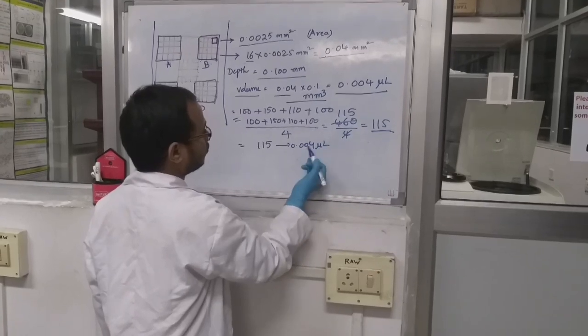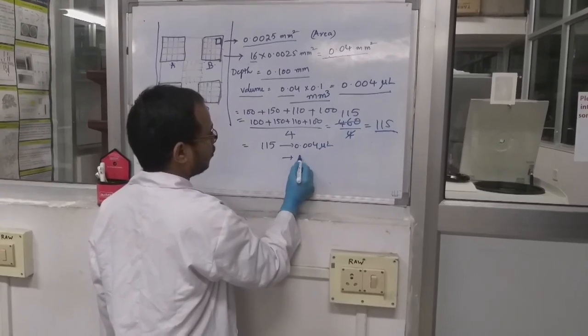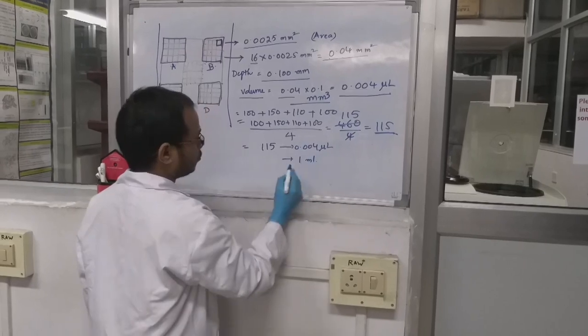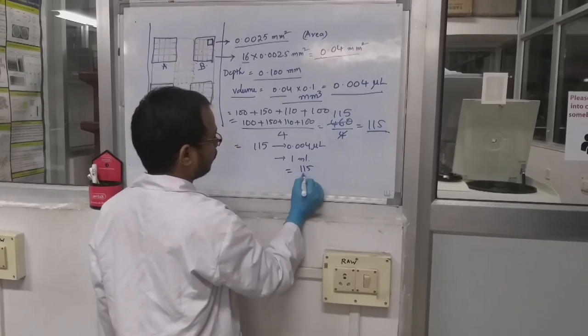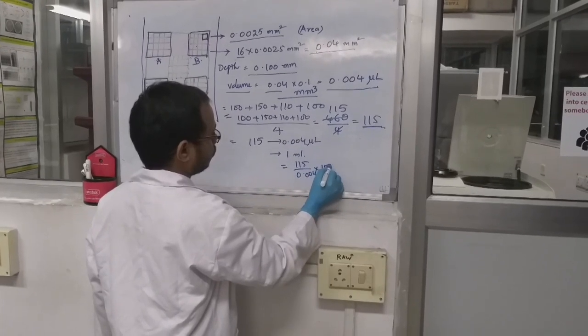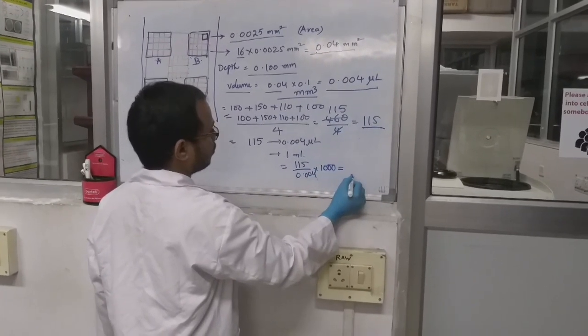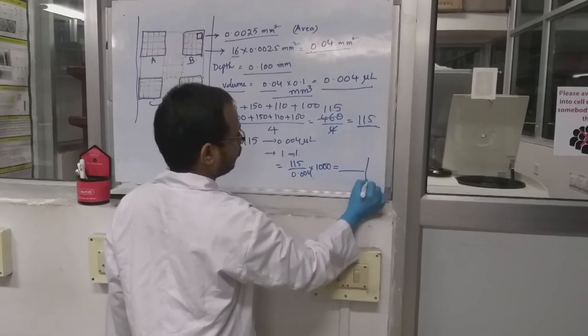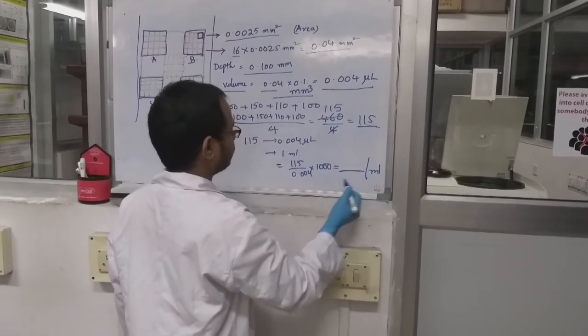So 115 cells in 0.004 microliter volume. So how many cells per 1 ml? That we can calculate simply: 0.004 into 1000. That will give the volume, and from it the cells per ml.